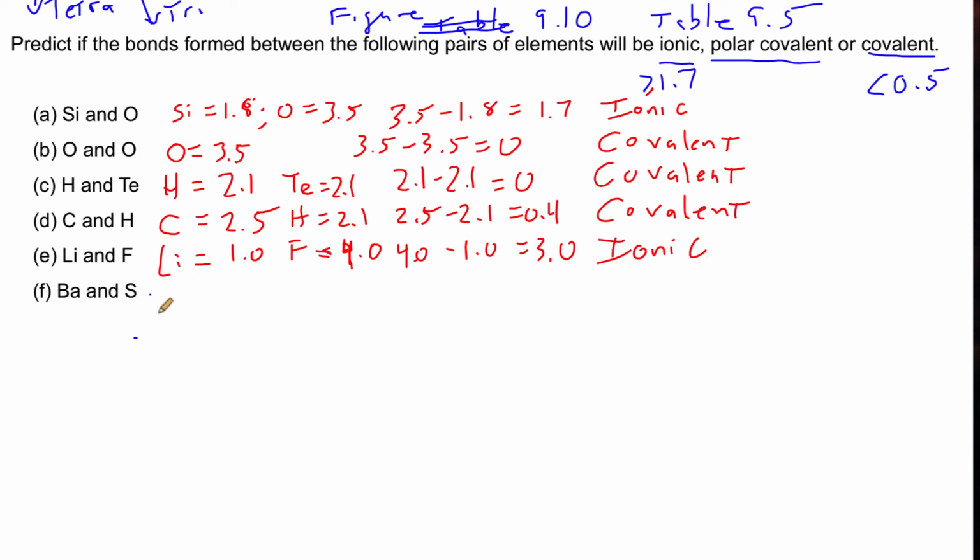Our last example is barium and sulfur. So barium has an electronegativity of 0.9. Sulfur has an electronegativity of 2.5. 2.5 minus 0.9 equals 1.6, which is less than 1.7, meaning that this is actually a polar covalent bond.